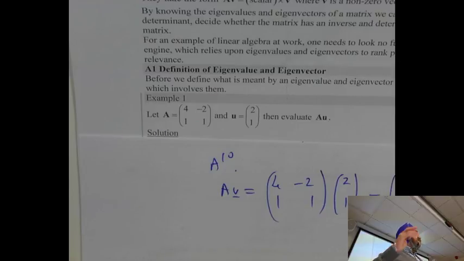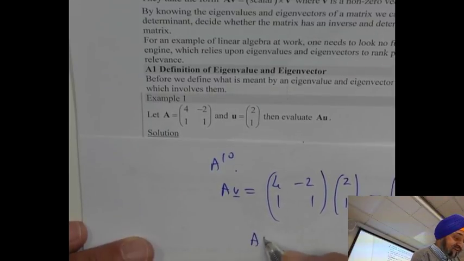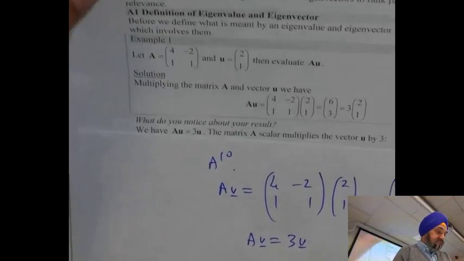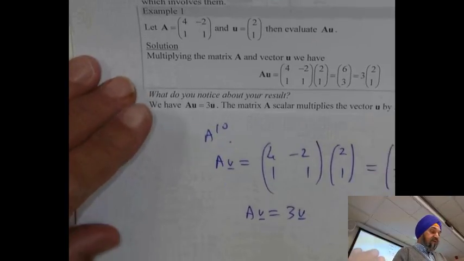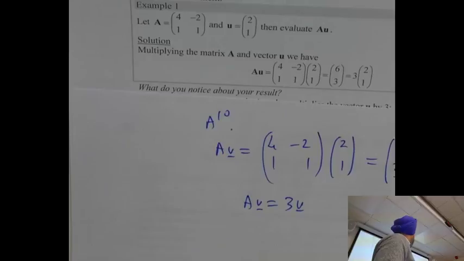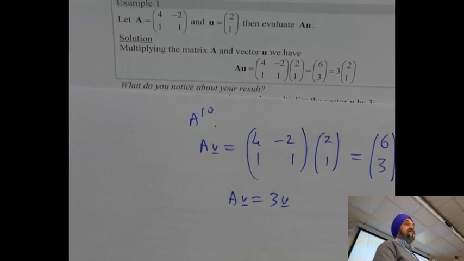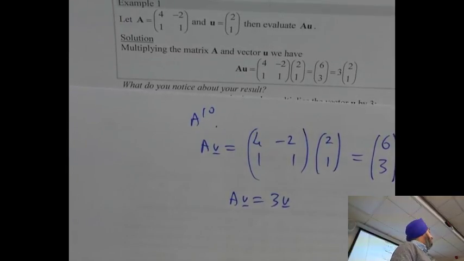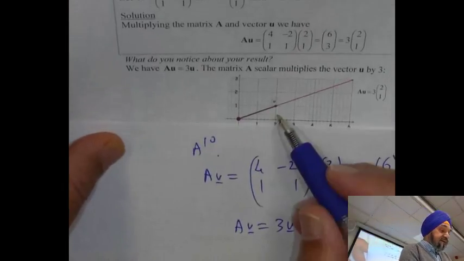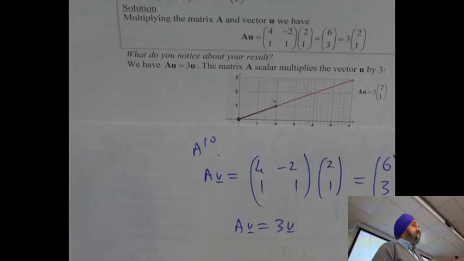Well, let's have someone else, Patrick. 3u, yeah, exactly. It's 3 times the initial vector, isn't it? 2, 1. So what you've got here is AU is equal to 3U. Sorry, it was U, I called it V. So what has the matrix A done to that vector? It's scaled it up by a factor of 3, hasn't it? So you've got U up there, and multiplying that by 3 is what AU has done.